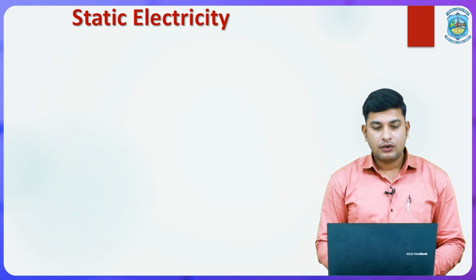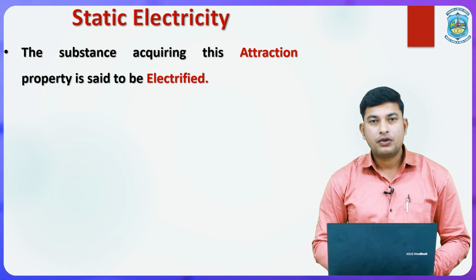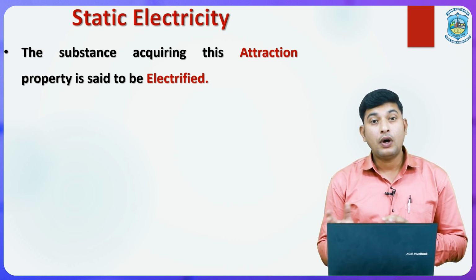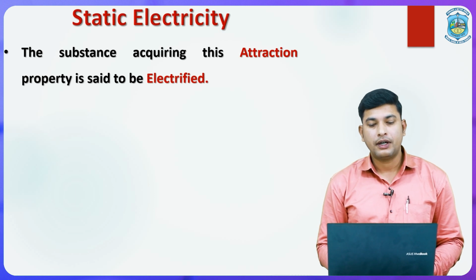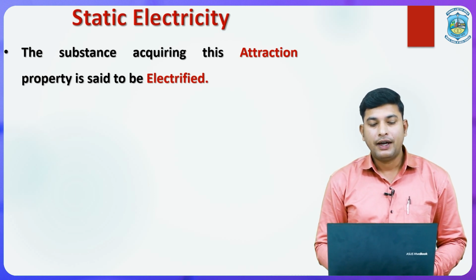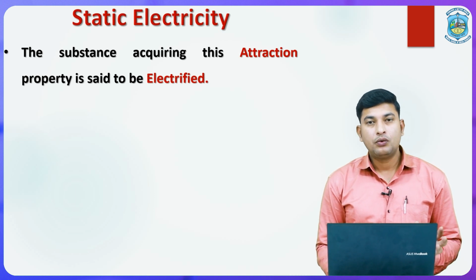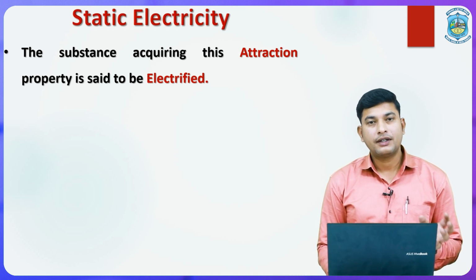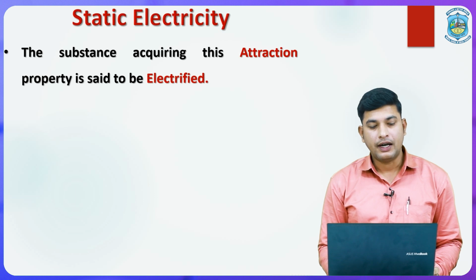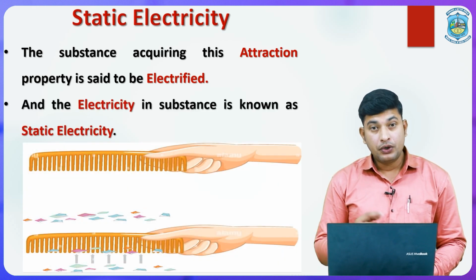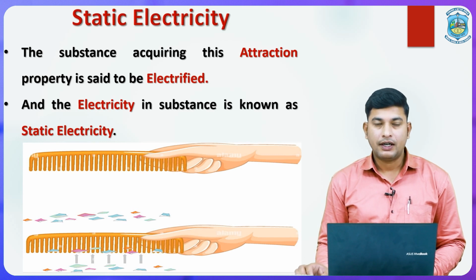So why is it actually happening? Because particles are traveling from one object to another object, and this phenomenon is known as electrifying, or static electricity. The object which acquires this attraction property is known as the electrified object, and the electricity produced during this phenomenon is known as static electricity.